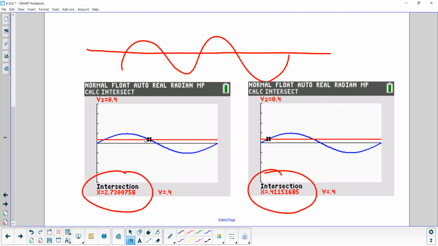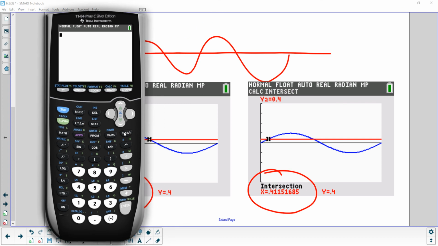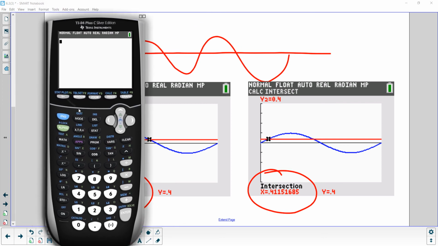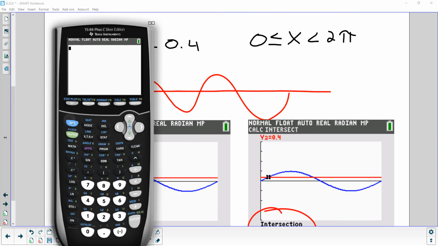Now, there is a way to do that much faster than having to type something in y1, something in y2, set your window, hit graph, do an intersect, do the guess, do another intersect, do the other guess. I mean, it's not hard, but there's a few things we had to do. Watch how easy I can get this answer just using a regular scientific calculator, no graphing at all. Okay, what was the problem? Sine of x equals 0.4.